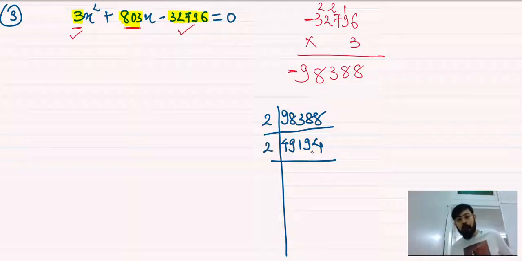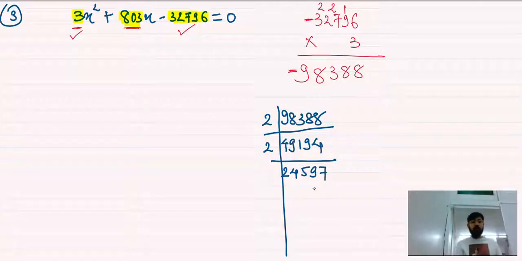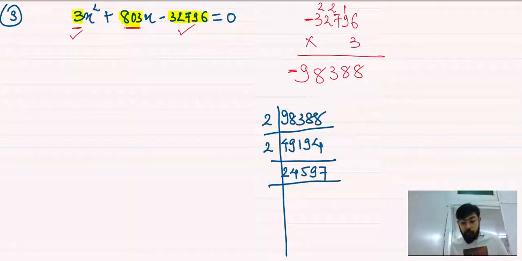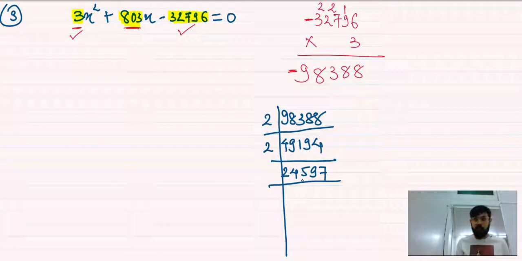Again, 49194 is divisible by 2. So 2 twos are 4, 2 fours are 8, remainder 1, 2 fives are 10, remainder 1, 19. So 2 nines are 18, remainder 1, and 2 sevens are 14. Now I get 24,597, which is not divisible by 2. Bad luck. So I have to try with 3.